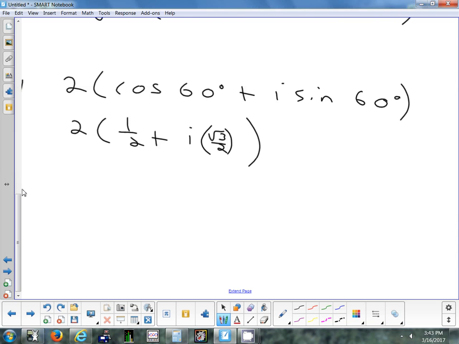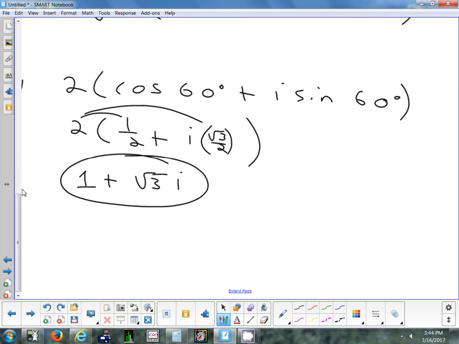And now what would you do with that 2? Distribute it. So what's 2 times 1/2? 1. Plus, what happens when you do 2 times root 3 over 2? Just the square root of 3 times i. So that's the exact answer, converting this to standard.